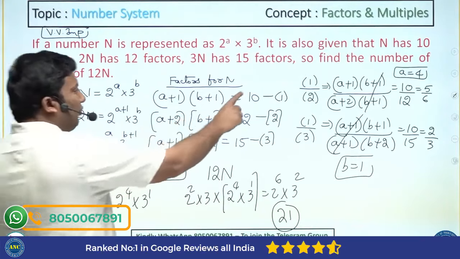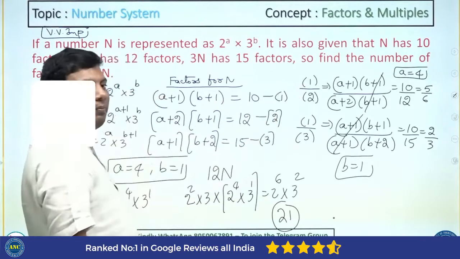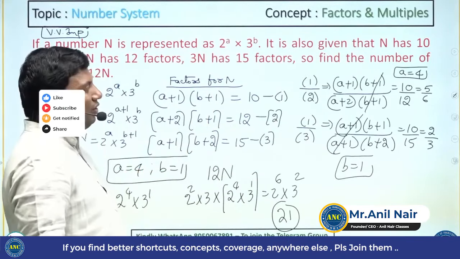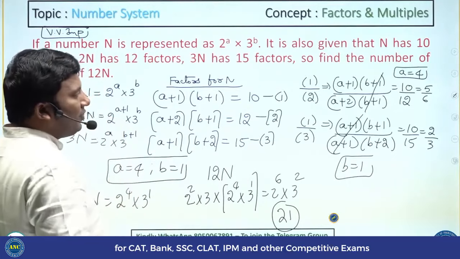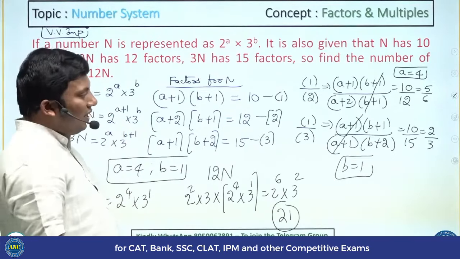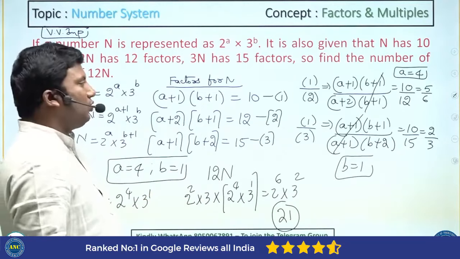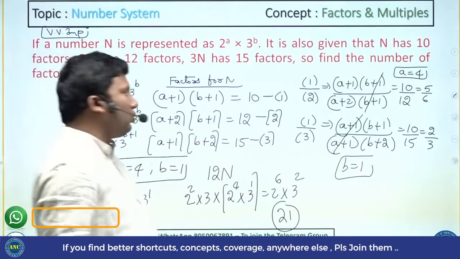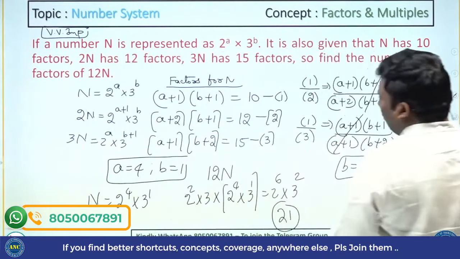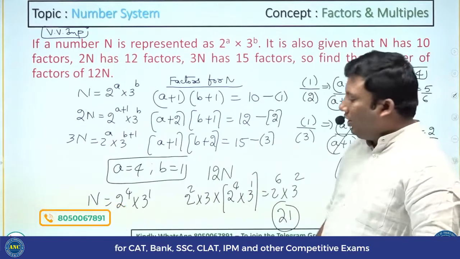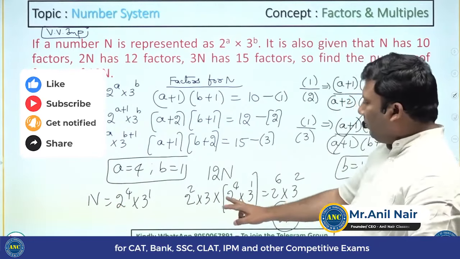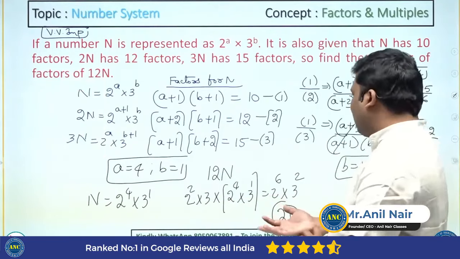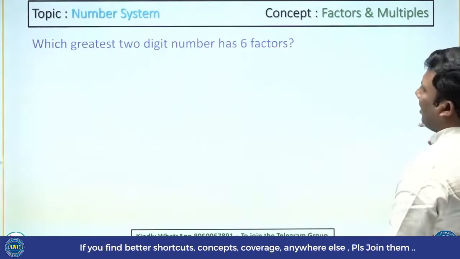Very, very easy. If you do one equation with 1 by 2 and 1 by 3, just by looking at the question itself, you are getting the value of a. a plus 1 is 5, a plus 2 will be 6, b plus 1 is 2, b plus 2 will be 3. Once you get the values of a and b, then it is nothing but a substitution. a value 4 and b value 1, so this will be 2 power 4 into 3 power 1. 12n will be 2 square into 3, so 2 power 6 into 3 power 2. 7 3s are 21. I hope this idea is clear.